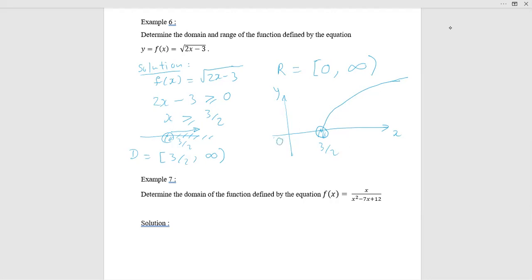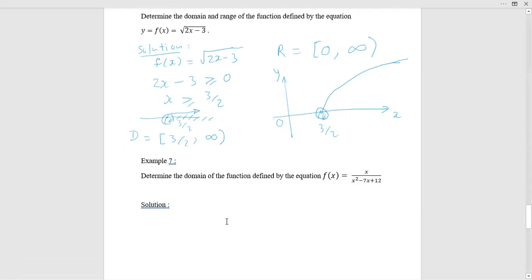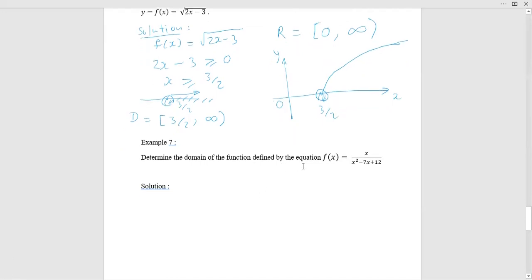Okay. Example 7. Determine the domain of the function defined by the equation f(x) equals x over x squared minus 7x plus 12. Now, you see in this question, they do not ask us to find the range, it's only the domain. We're going to find the range for this type of function in the next lesson or the lesson after. For the time being, let's find the domain.